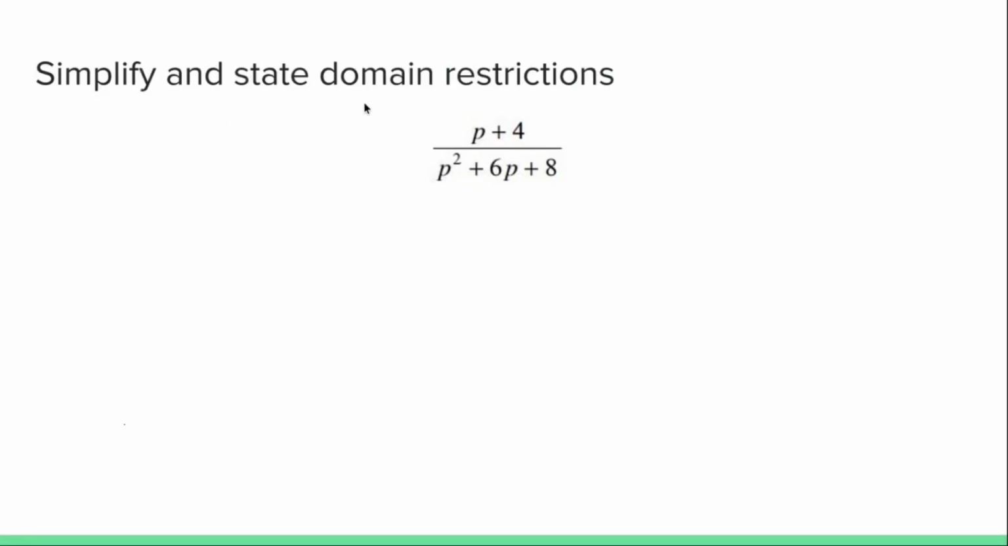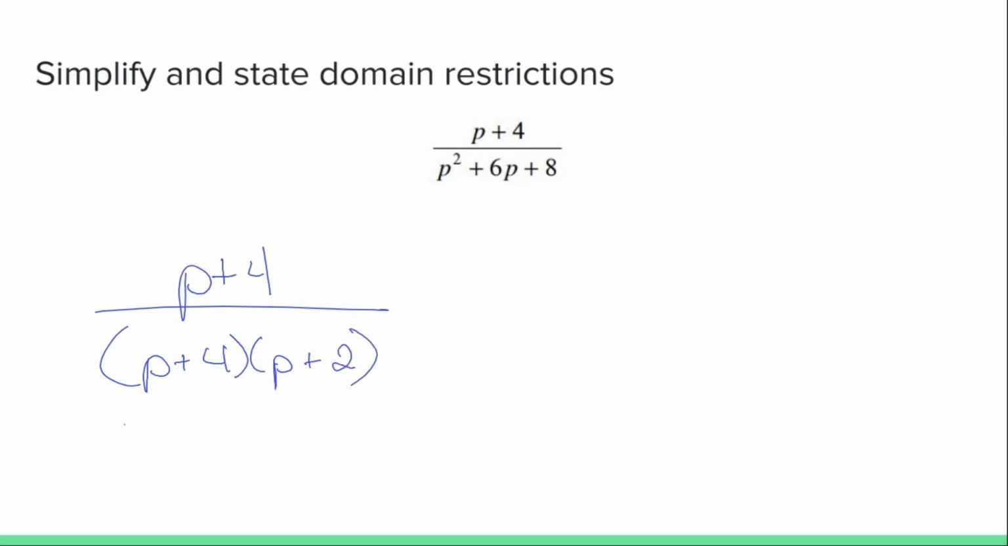Simplify and state domain restrictions. All right, so what I have is a p plus 4 living in the numerator and something that looks factorable in the denominator. So let's factor that out. P plus 4 in the numerator. The denominator is going to be two numbers that add up to 6 and multiply out to 8. So how about p plus 4 and p plus 2?